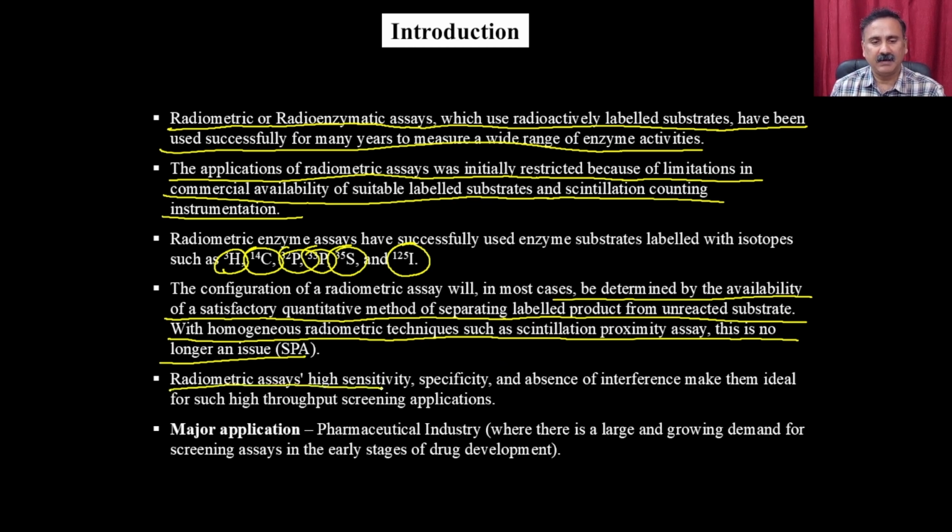Radiometric assays are highly sensitive and specific, and the absence of interference makes them ideal for high throughput screening applications in the pharmaceutical industry, where there is a large and growing demand for screening assays in the early stage of development. So radiometric assays are very popular in the pharmaceutical industry, where you would like to use these kinds of assays in high throughput screening to screen different types of inhibitors or drug-like molecules.